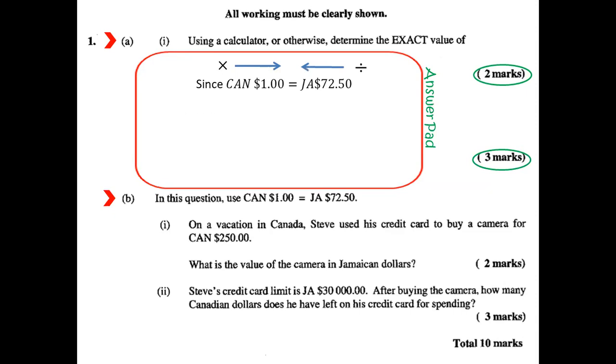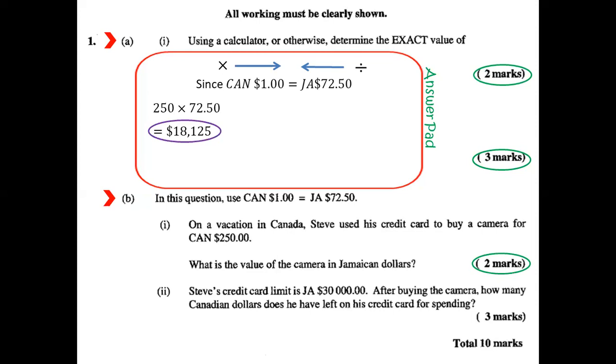All right, the question is asking, on a vacation, right? Steve used a credit card to buy a camera for 250 Canadian dollars. What's the value of the camera in Jamaican dollars? Now, if you're converting from Canadian to Jamaican, and the exchange rate here will be going in what direction? To the right, right? So we just simply multiply. So it's 250 multiplied by $72.50, and then the Jamaican equivalent would be $18,125 for the camera, right? Simple, 2 marks, right?